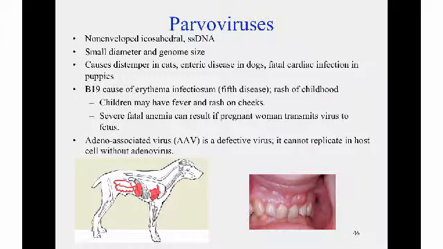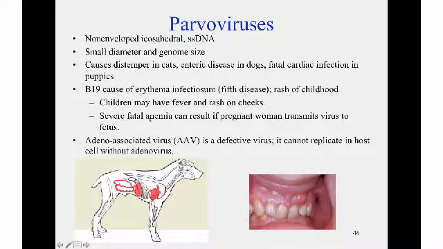And then lastly, we have the parvoviruses. So again, these are the single-stranded DNA viruses. They're small and they're associated with distemper in cats, enteric disease in dogs, and a fatal cardiac infection in puppies. Also causative agent of Fifth disease in children. So you may see a fever and a rash on the cheeks, and also severe fatal anemia can result if pregnant women transmit this virus to the fetus.